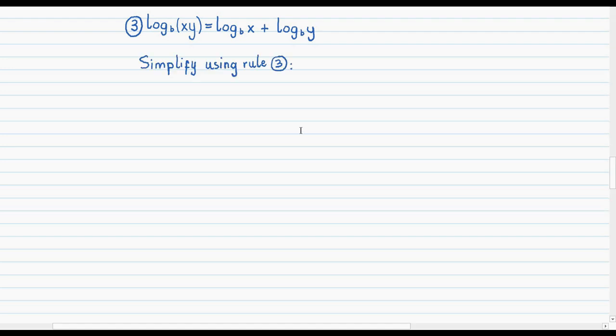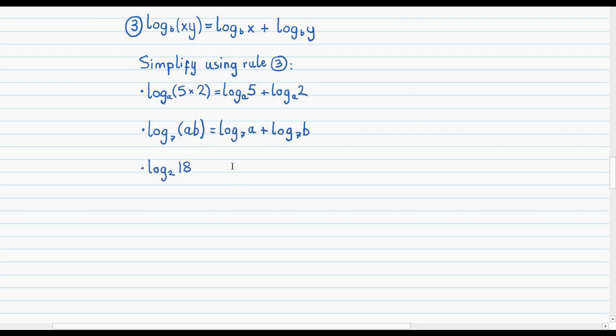We need to apply rule 3 to the following examples and simplify them. First, we have log 5 times 2 base a, and using rule 3 we can just separate this into log 5 base a plus log 2 base a. Next we have log a times b base 7, which we simply separate into log a base 7 plus log b base 7. Next is log 18 base 2, and we need to simplify this using rule 3.